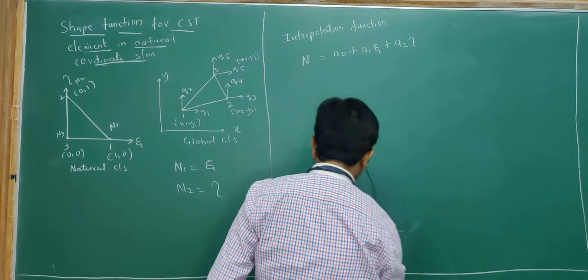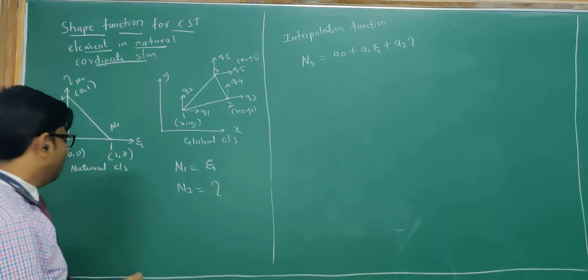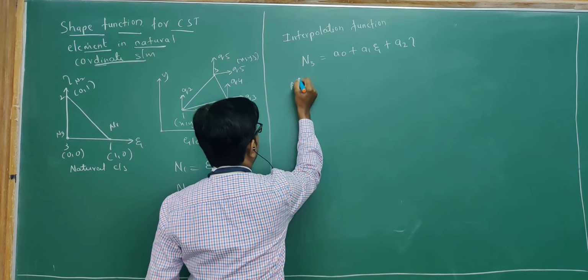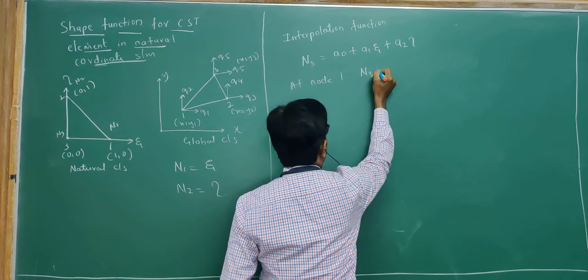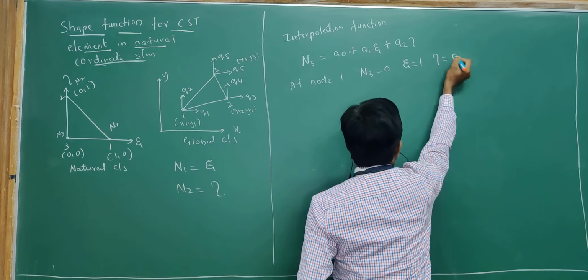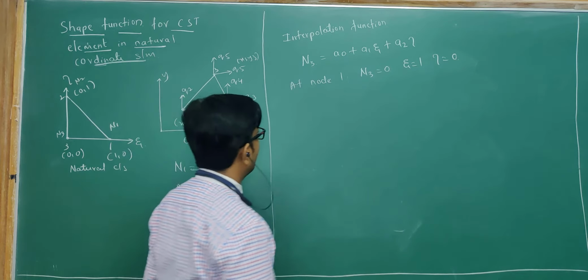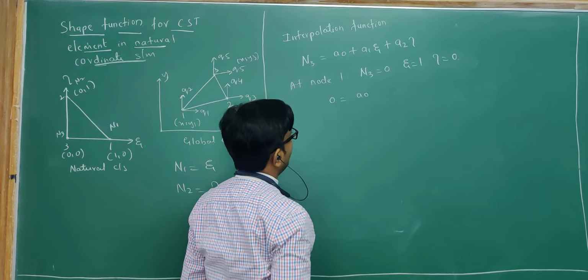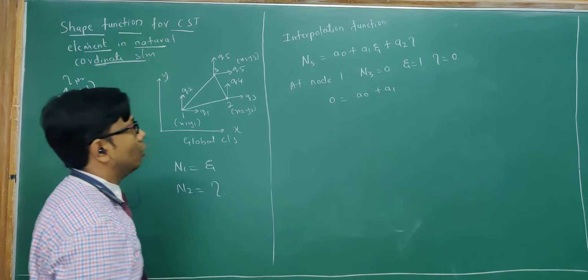So I have written n3 here. Once again, the same thing we will be following. We will be writing the boundary conditions at different nodes. So at node 1, n3 is equal to 0, where zeta is equal to 1 and eta is equal to 0. So what happens here is 0 is equal to a0 plus a1.